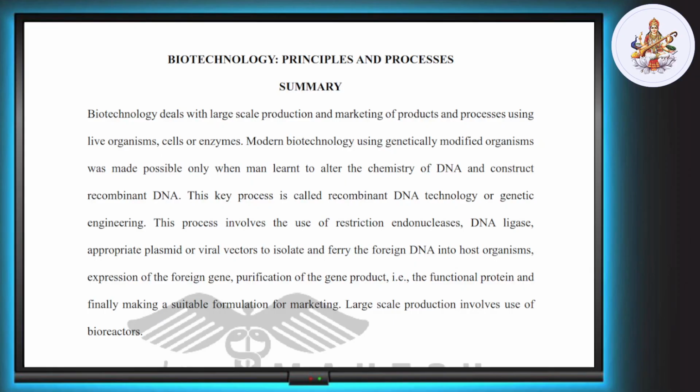Remember, in exams, they often ask about the steps of recombinant DNA technology or the role of enzymes like restriction endonucleases and DNA ligase. So, keep this structure in mind.